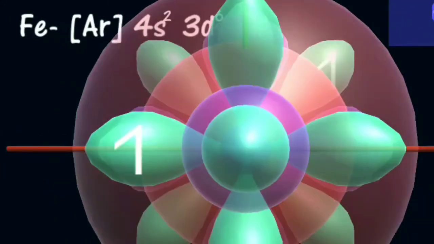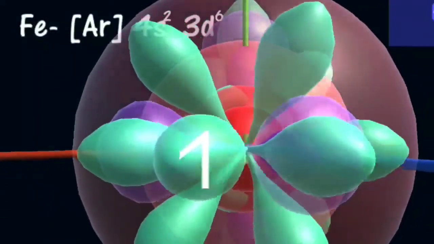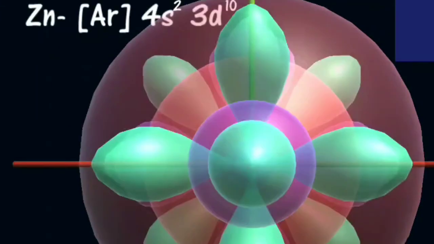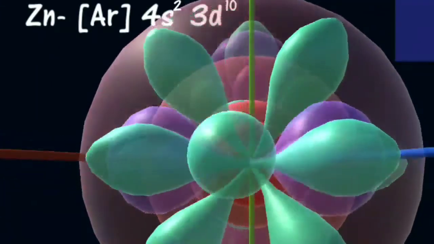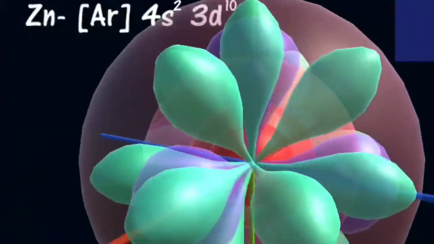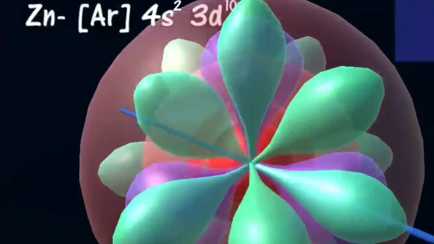You can see this is iron, which has 3d⁶, so 5 electrons are clockwise and 1 is anti-clockwise. So this one is iron. Zinc has 3d¹⁰ configuration. Each d orbital has 2 electrons, one clockwise, one anti-clockwise. So this one is the orbital picture of zinc.